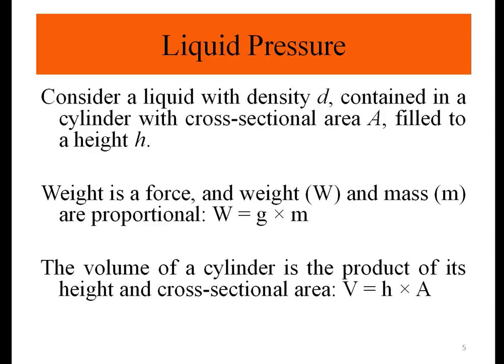If you want to find the weight of this liquid, which is equivalent to force, it's going to be M times G. We said force is mass times acceleration, and since we are dealing with weight, it means mass times gravitational acceleration, so M times G. The volume of a cylinder, on the other hand, is the product of height times cross-sectional area, as we know. So the volume of the liquid is the height of the liquid times the cross-sectional area of the container.